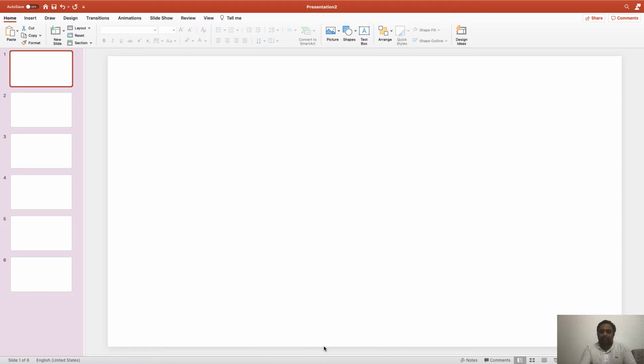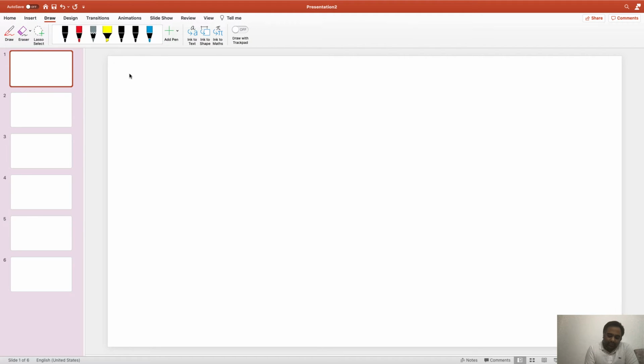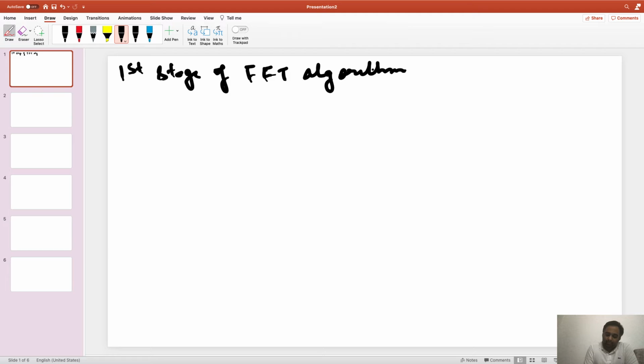Right. So we'll build this lecture from where we left the previous one. So we were looking at the first stage of the FFT algorithm being implemented for n equal to 8, right?